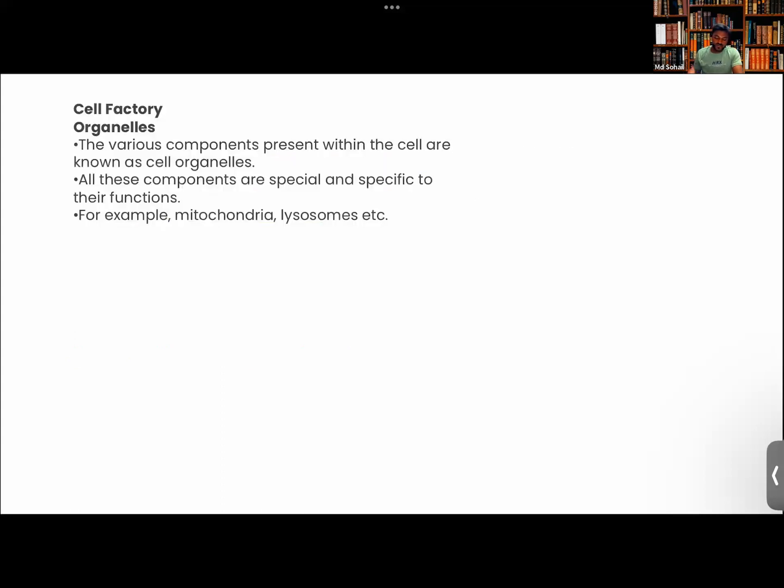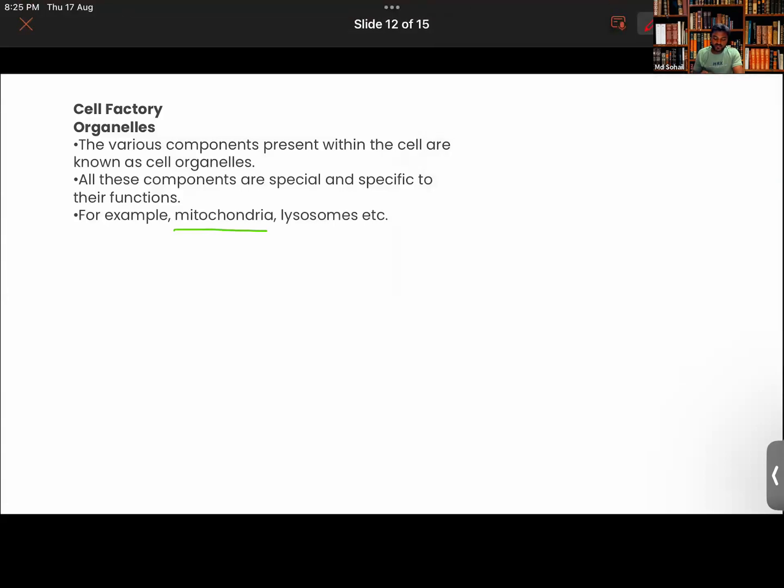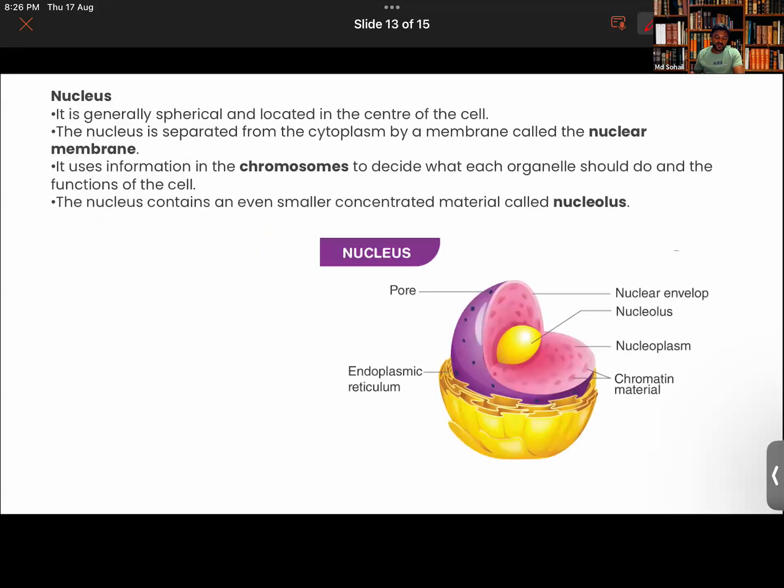Now talking about the cell factory, basically the cell organelles, as I already told you about it. All the components must be having some specific functions to do. Not all of them have the same functions. Some might be providing energy, some might be serving as suicidal bags, or a suicidal storehouse. Exactly, they are also called suicidal bags. So some of them might be serving as storehouses, where the waste material goes into. Okay, so these were the cell organelles.